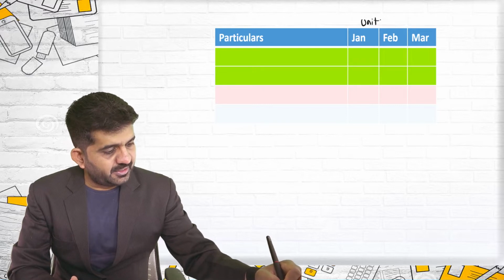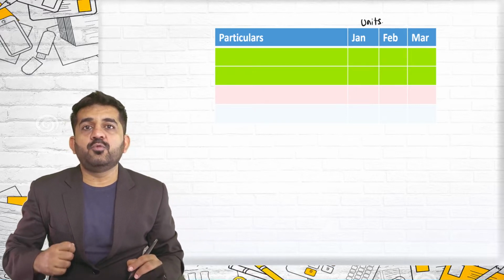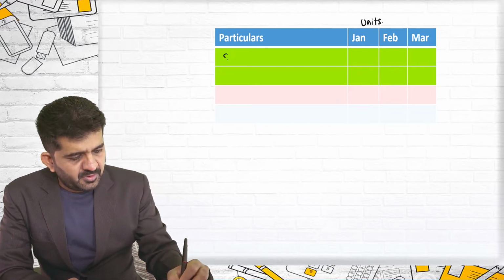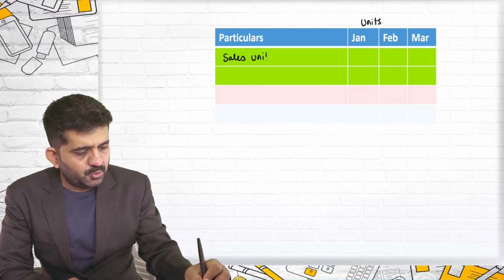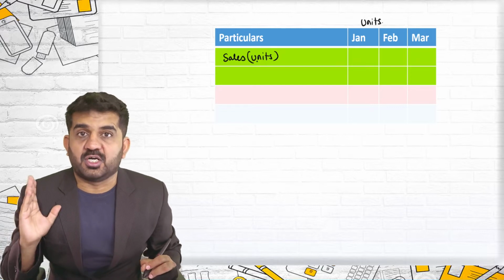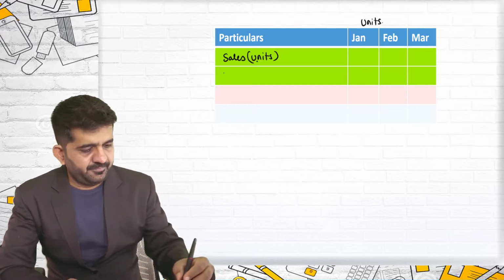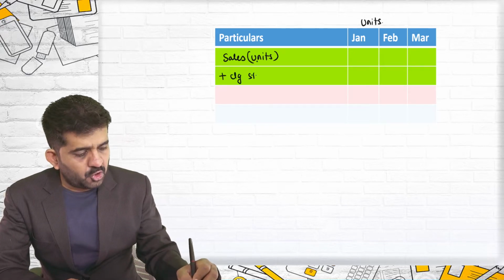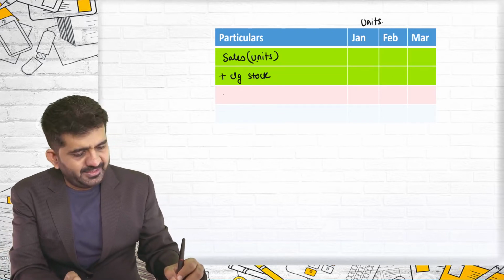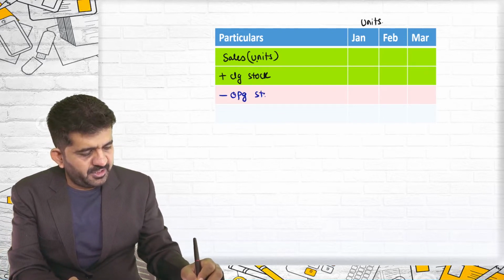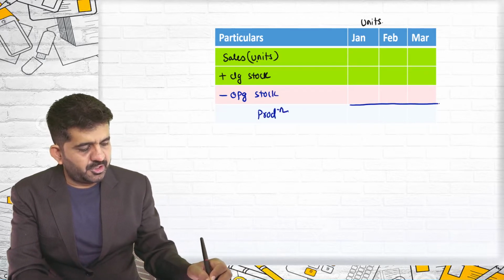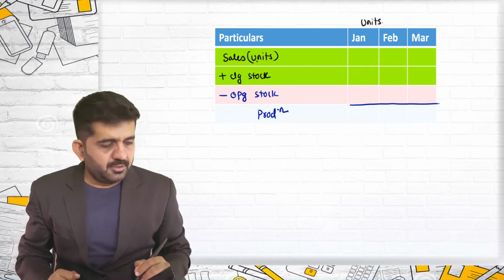Since all answers are in units, we are trying to forecast how much production will be made in January, February and March. What we'll be doing? What is the forecasted sales units? Sir, is this actual units or forecasted units? These are forecasted units because you are forecasting everything. What closing stock you require at the end of each month, minus opening stock. I will be getting the answer of production required in that particular month.